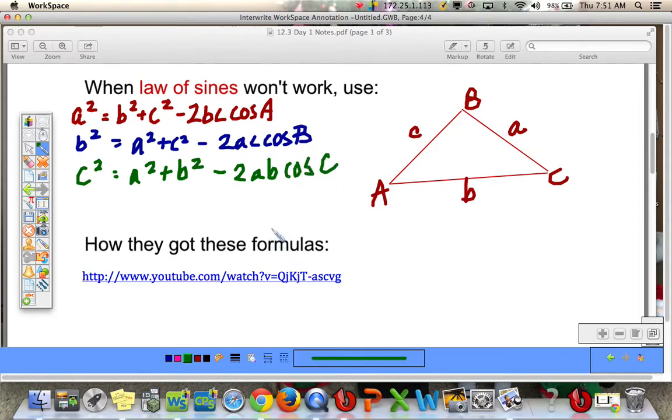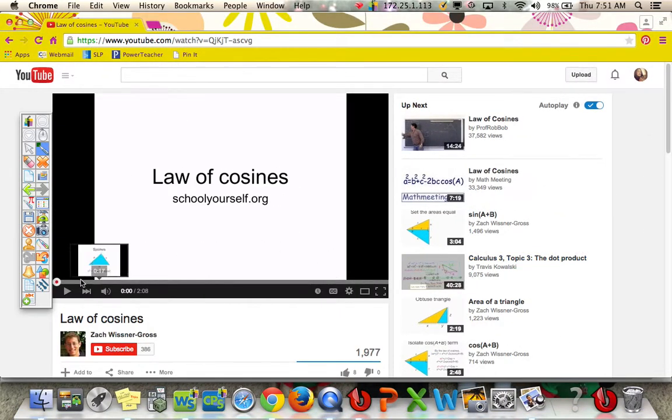Now it looks kind of complicated, but it's actually not. If you can remember, the side comes first, and whatever side you start with, it ends with that angle, and the other two sides come in between. It's not really that difficult. So let's watch a video on how they came up with these formulas.